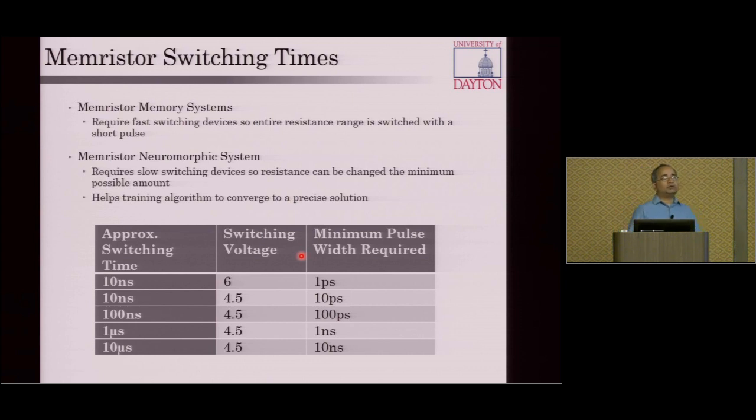So in other words, the kind of device we need is pretty much the opposite of what you want for a memory device or a memory circuit. So I think there's quite a bit of work to be done in this area. In other words, developing this kind of a memristor with this kind of characteristic as opposed to, you know, this kind of characteristic, which are the fast devices.